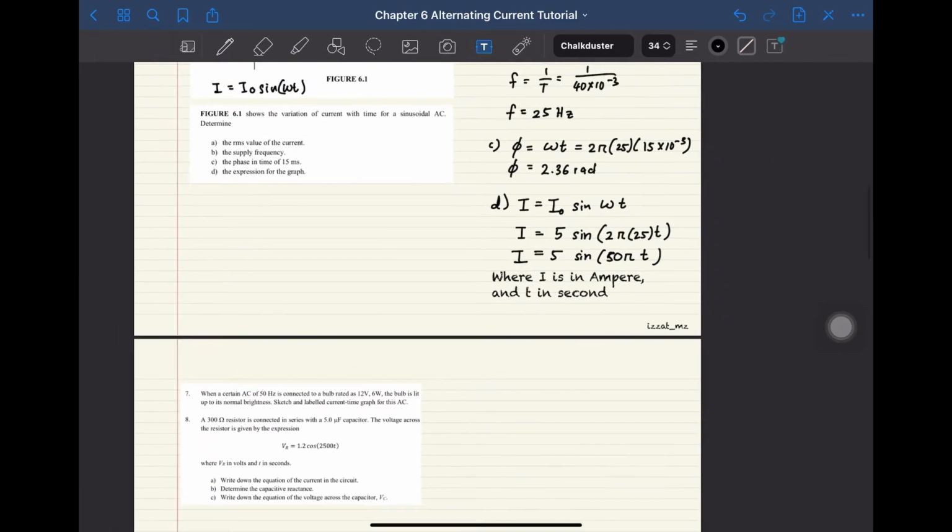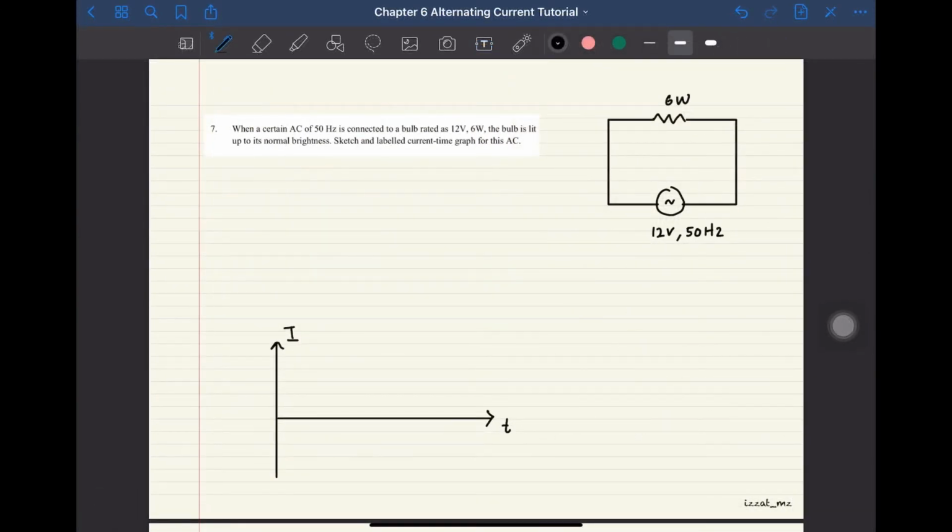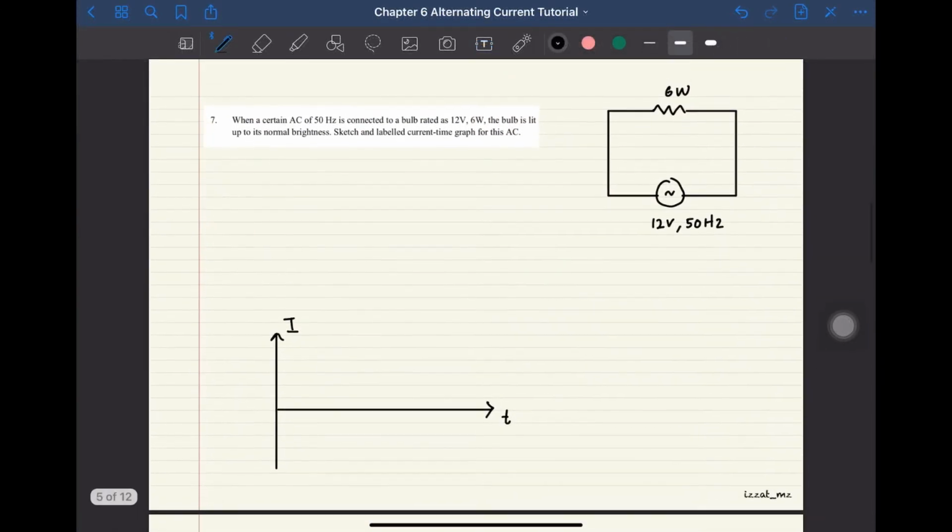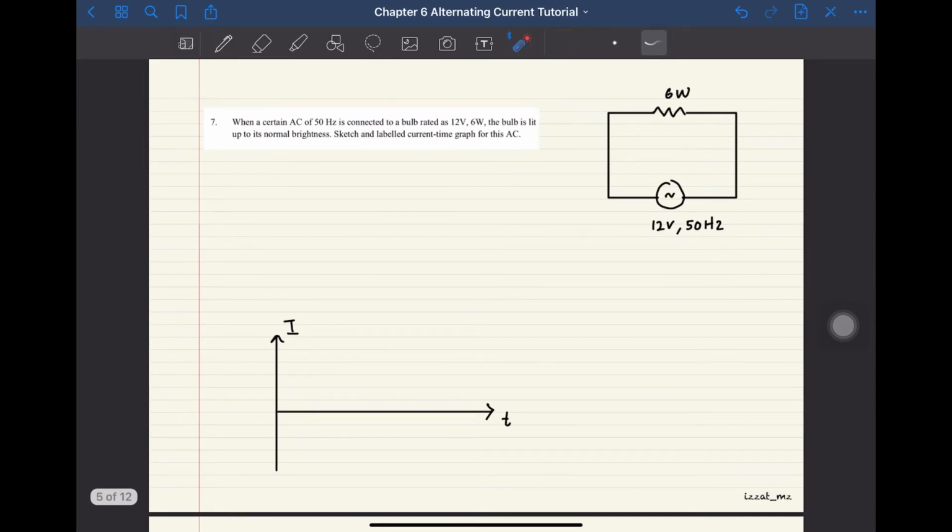Okay, for question number 7, this one is pretty straightforward. A certain AC of 50 Hz is connected to a bulb rated as 12 volt and 6 watt. The bulb is lit up to its normal brightness. Sketch and label the time graph for this AC. So the bulb is actually 12 volt and 6 watt. I already took out the information. It will be much better if I put it over here, because this one is the label on the bulb itself.